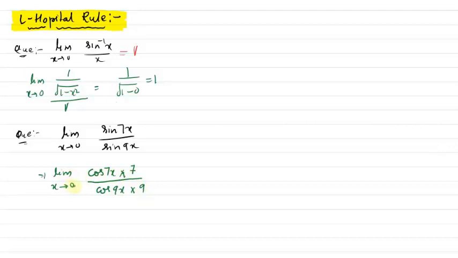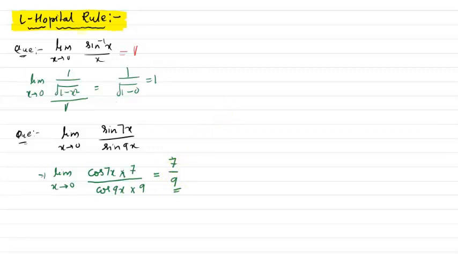Now if we put the value of the limit, cos 7x, if you put x as 0, this will become cos 0. Cos 0 is 1. The denominator also will become cos 0, which will become 1. That means it is now a determinate form. So let's put the value of the limit. So what do we get? Cos 0 is 1 into 7, that is 7. And in the denominator we have cos 0, that is 1 into 9, that will be 9. So the final answer for this will be 7 by 9.